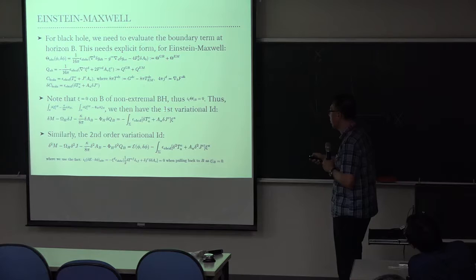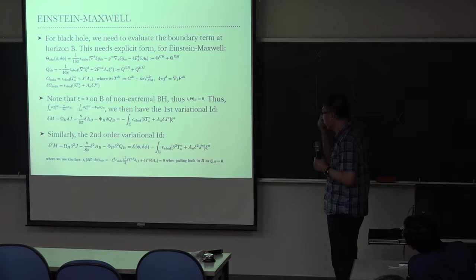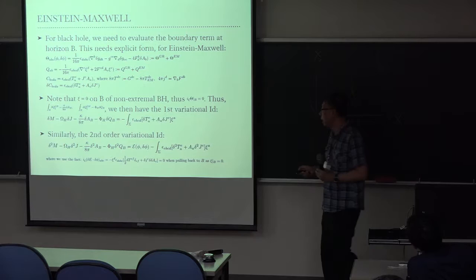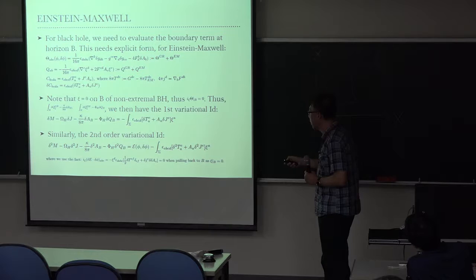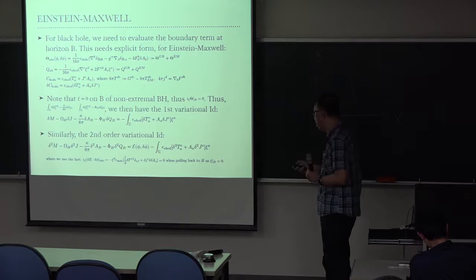By using this kind of fact, we can write out this first-order variational identity. So in some sense, usually if we consider thermal equilibrium, it means that we don't throw anything in, we consider an isolated black hole, and then this black hole is in thermal equilibrium. Then we don't have matter, so this is equal to zero. Then we get the first law of black hole thermodynamics, black hole mechanics. But now we have matter, so this equality is very nice because it tells you how the thermal equilibrium is broken down by throwing in the matter.